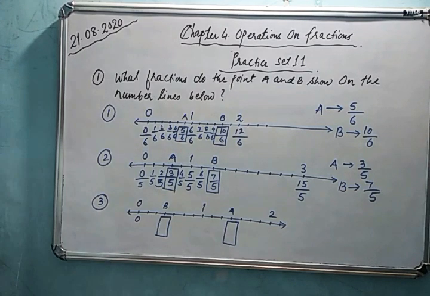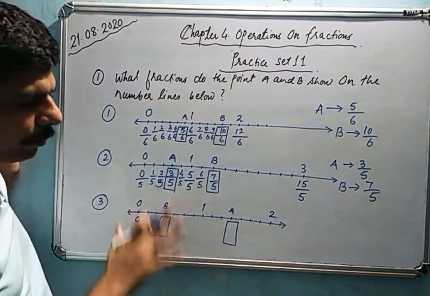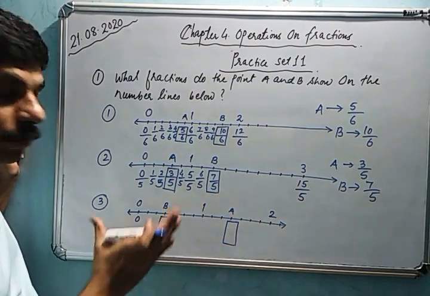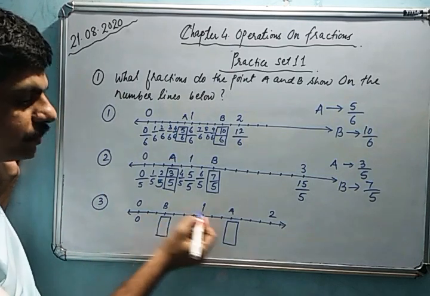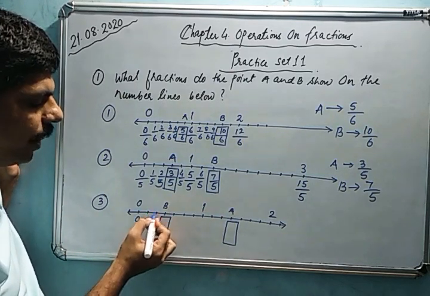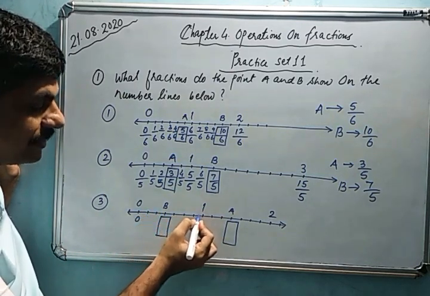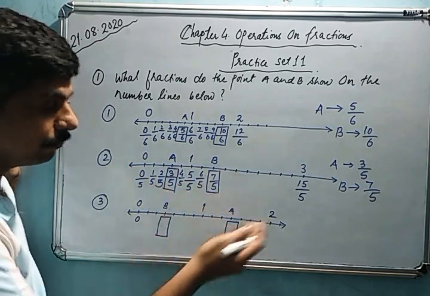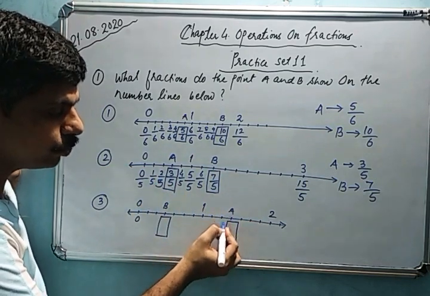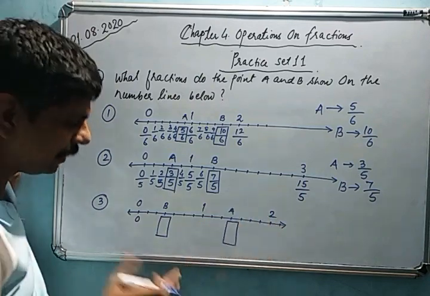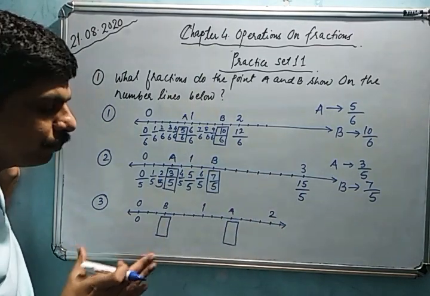Right? Now moving to the next. Here the number of parts is not written, so we will check it by counting. From 0 to 1, how many parts are there? 1, 2, 3, 4, 5, 6, 7. There are 7 parts. For the next one also you can count 1, 2, 3, 4, 5, 6, 7. That means they have divided each unit into 7 parts.